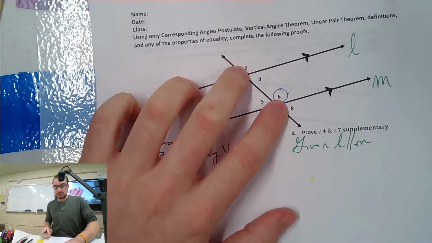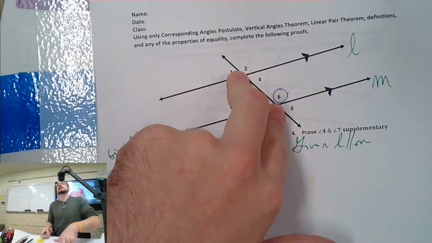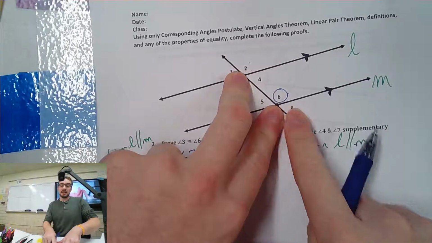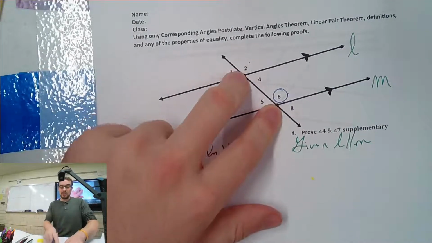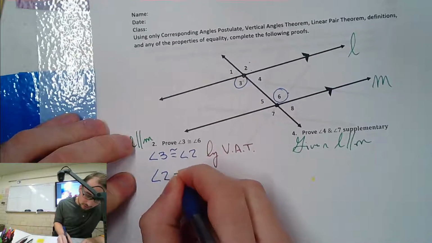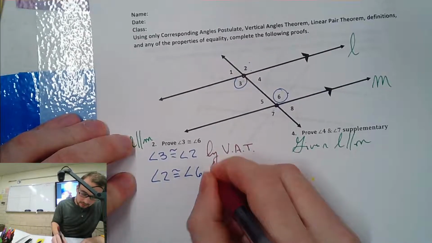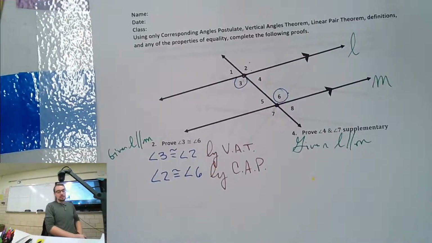What do we know about 2 and 6? They are congruent by what? CAP, the corresponding angles postulate, which says if they're corresponding and if these lines are parallel, then they are congruent. They are corresponding, they are parallel, so they're congruent. So I'm going to write angle 2 is congruent to angle 6. And I know that by CAP, the corresponding angles postulate, which would not be possible if the lines weren't parallel, but they are.